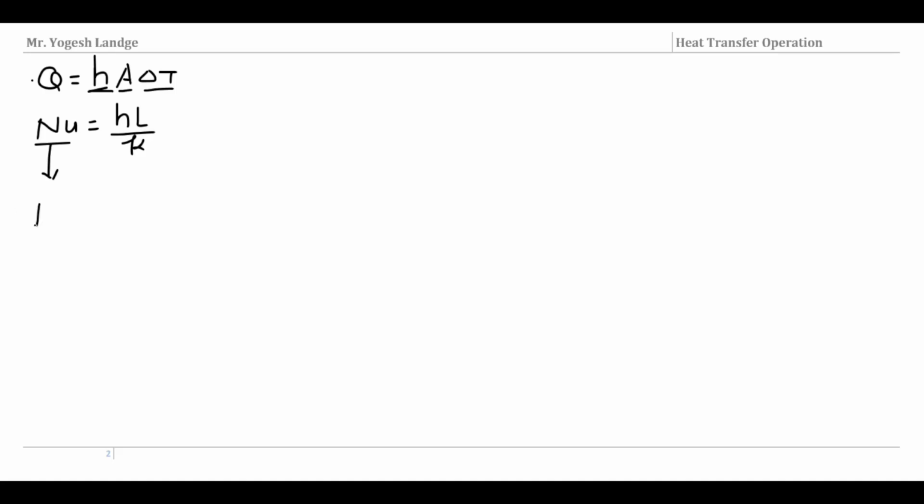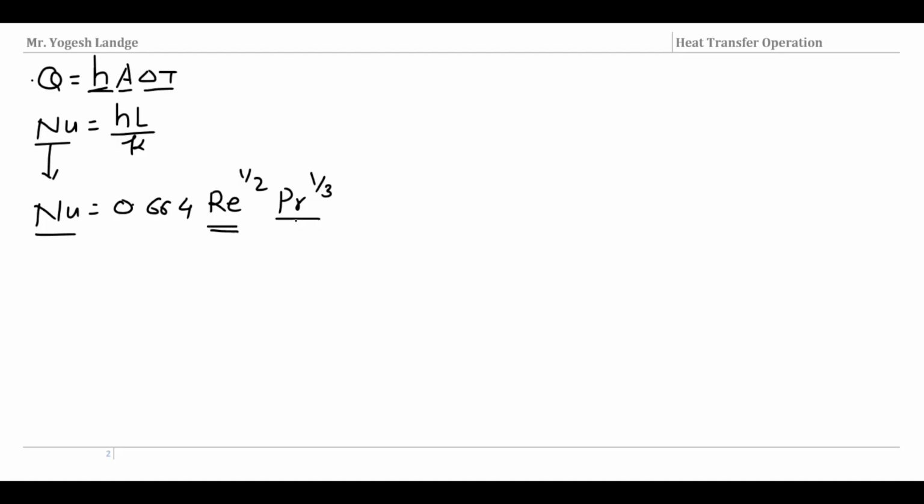Then we have a formula. The Nusselt number is equal to 0.664 into the Reynolds number raised to the power 1 by 2 and the Prandtl number raised to the power 1 by 3. With the help of this formula, I can easily calculate the Nusselt number. Here again, we know the value of Re, it is mentioned, but we don't know the value of the Prandtl number. That is not mentioned.